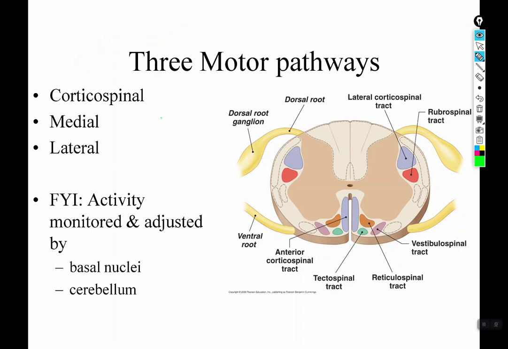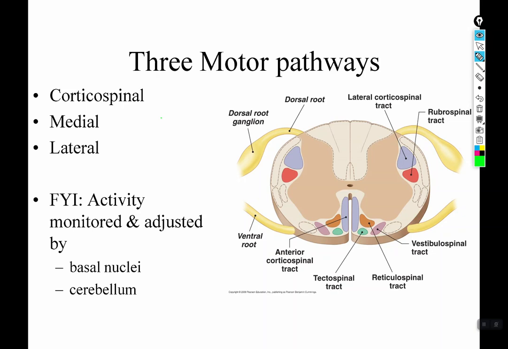Okay. The activity of these motor pathways is monitored and adjusted by both the basal nuclei and the cerebellum using proprioceptive information, but we're not going to talk much about the interconnectivity there. I'm just mentioning for the sake of information that the motor pathways are changed, augmented, and influenced by proprioceptive information and output from those two regions.